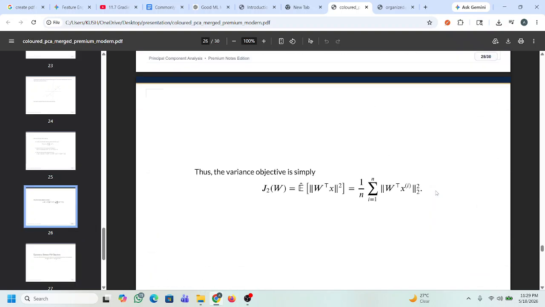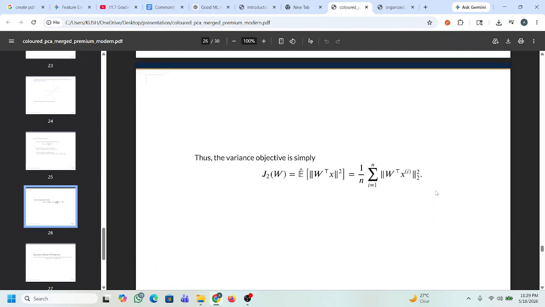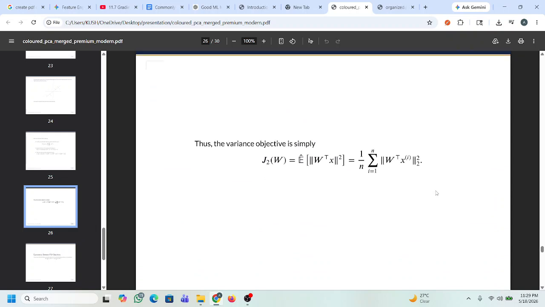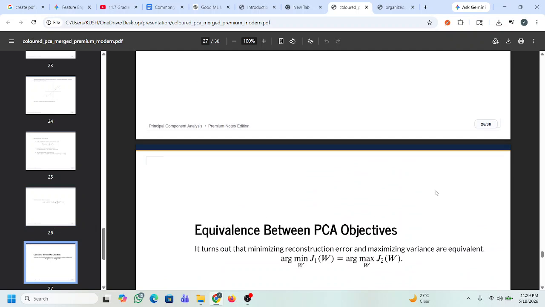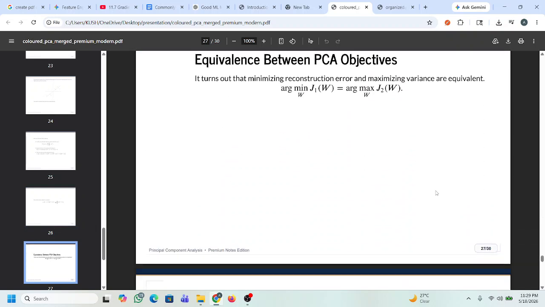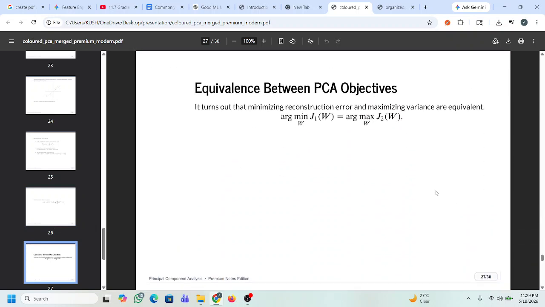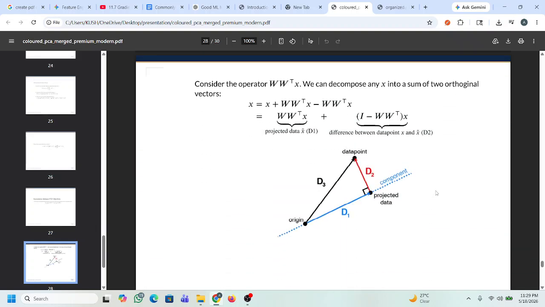So here what we were seeing, it is E hat of (W transpose x) square, that is 1 by n times the sum of the squared norms of W transpose xi. So this is the equivalence between the PCA objectives. It turns out that minimizing reconstruction error and maximizing variance are equivalent. Now let us see this. So consider the operator W transpose x. We can decompose any x into a sum of two orthogonal vectors: W transpose x plus (I minus W transpose) x.